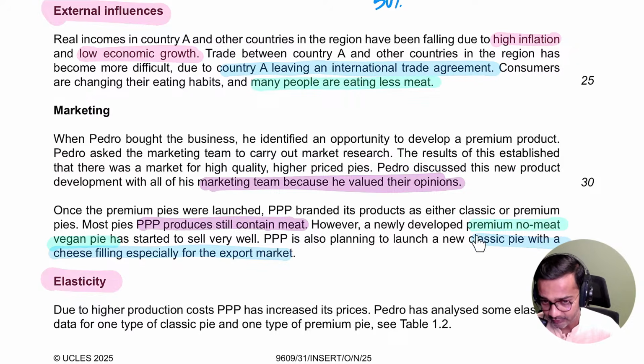And here's a point, if you can see, a new classic pie with a cheese filling especially for the export market. So here's another problem that we can see appearing, that it becomes more difficult to export because without the trade agreement, it means that the foreign country will have to pay more tariffs and more duties for PPP's product, which means that all the work that the marketing team has done to come up with this new classic cheese filling pie might go to waste, or not entirely waste, but at least you won't see the same level of sales as you were expecting to see. So I think that's a beautiful point waiting to be plucked and turned into a paragraph.